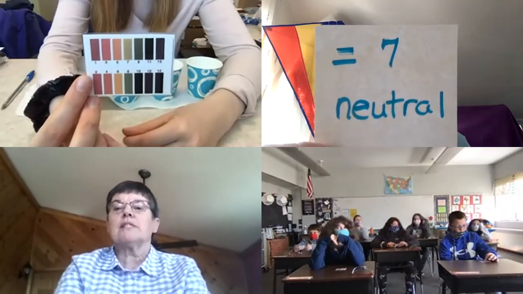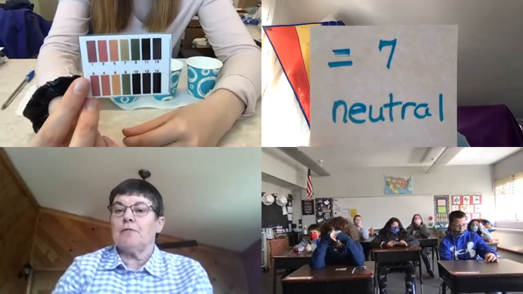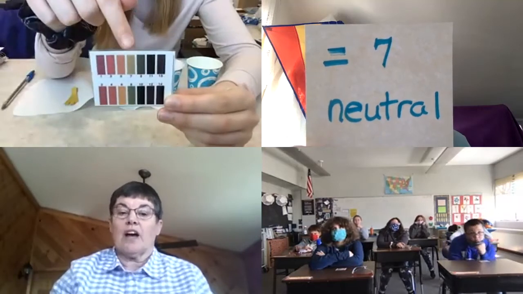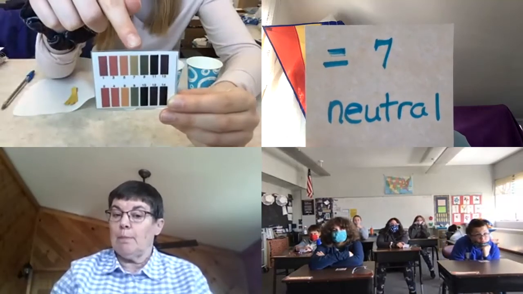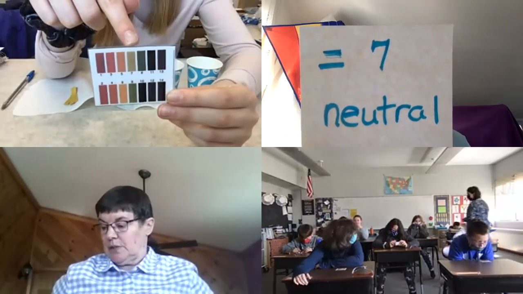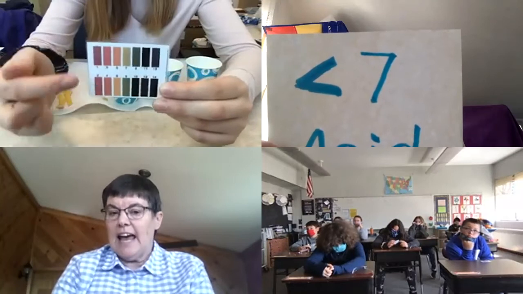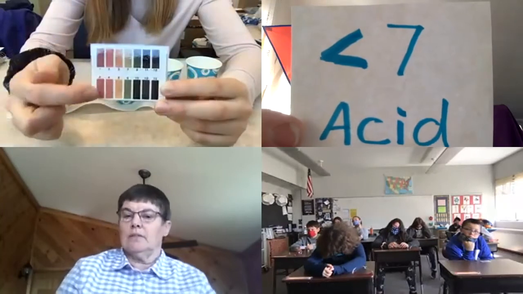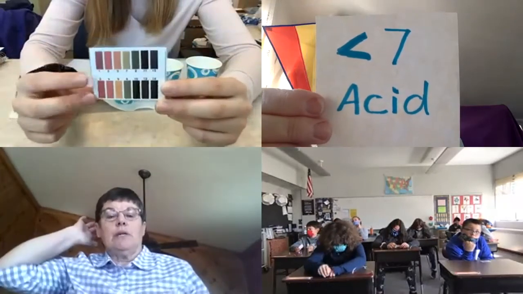7. If one of these substances that we test comes out the color that matches with the number 7, then we know that's a neutral substance. If the test strip, which you'll have in a few minutes, comes out a color that matches with a number less than 7, then we have an acid. So if it's more yellow, red, those sort of colors, we know it's an acid.